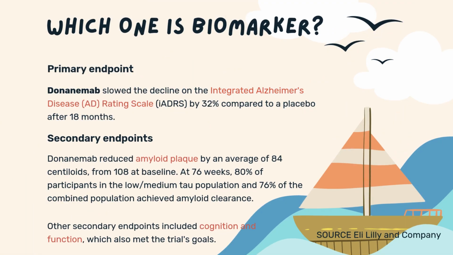So for this example, we know the primary endpoint is the Integrated Alzheimer's Disease Rating Scale, abbreviated as iADRS. A lower score indicates greater impairment of the brain. So the main goal of the drug is to slow down disease progression. As we can understand, the treatment slows the decline on the rating scale. This is quite straightforward, right?